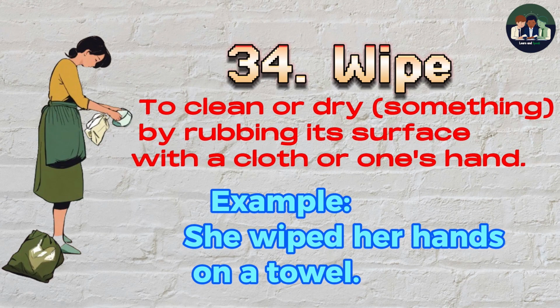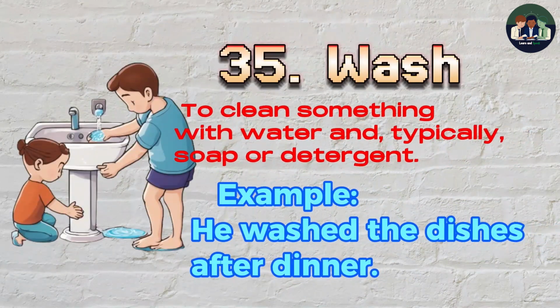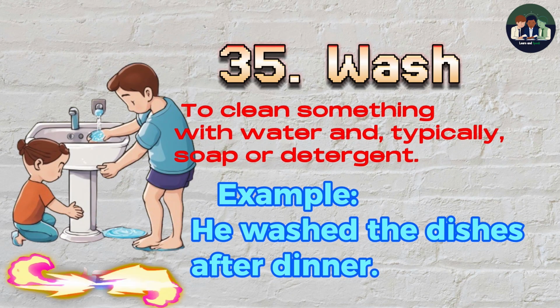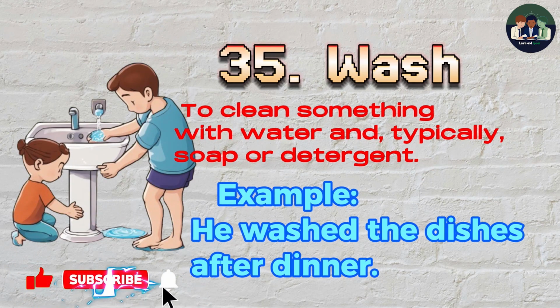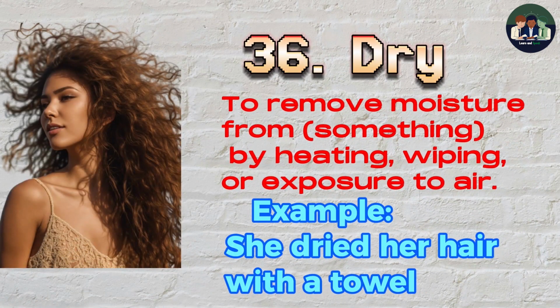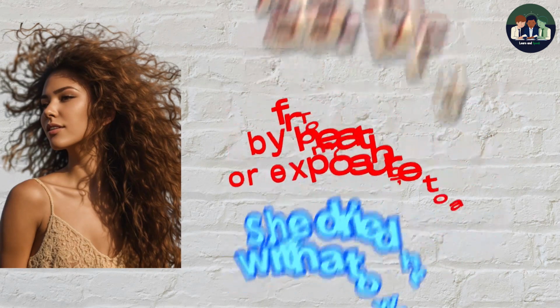34. Wipe: to clean or dry something by rubbing its surface with a cloth or one's hand. Example: She wiped her hands on a towel. 35. Wash: to clean something with water and, typically, soap or detergent. Example: He washed the dishes after dinner. 36. Dry: to remove moisture from something by heating, wiping, or exposure to air. Example: She dried her hair with a towel.